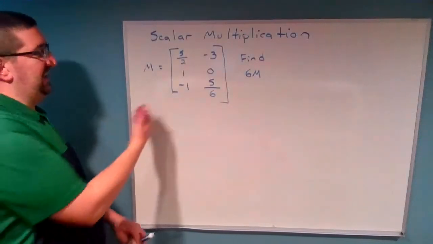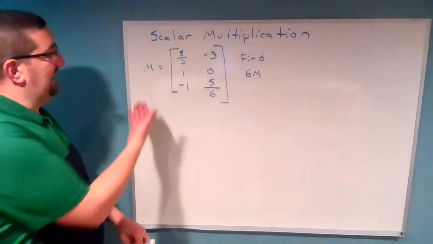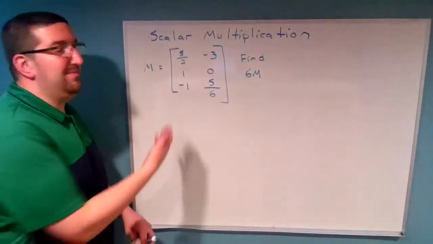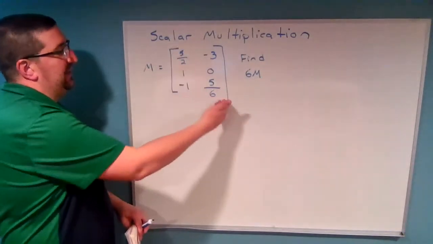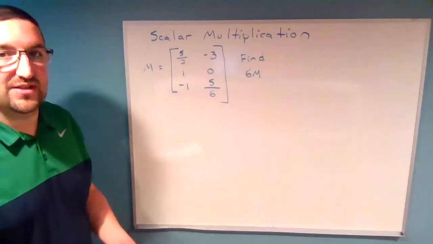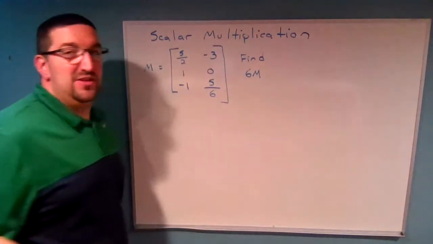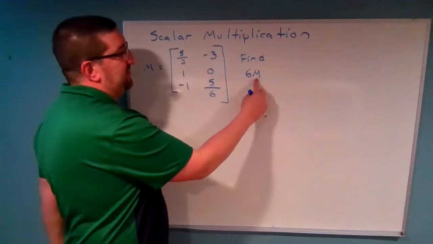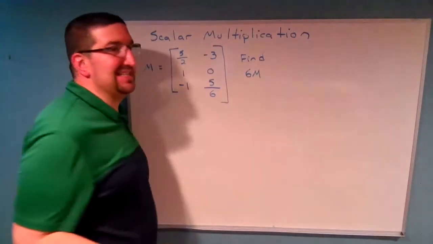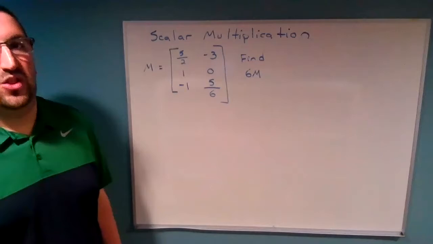Scalar multiplication, what they're going to do is give you a particular matrix. In this case, we're just calling it matrix M. Matrix M would be a 3 by 2. It doesn't matter what the dimensions of the matrix are. They're now asking us to find 6M. So they want us to take the matrix M and multiply it by 6. Scalar multiplication, we're making all the entries larger.